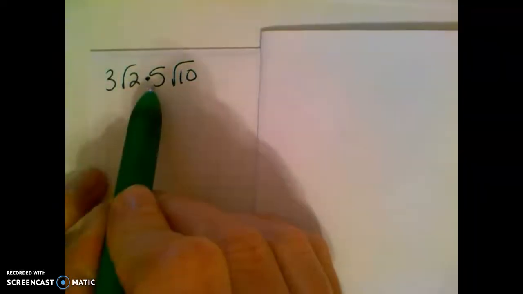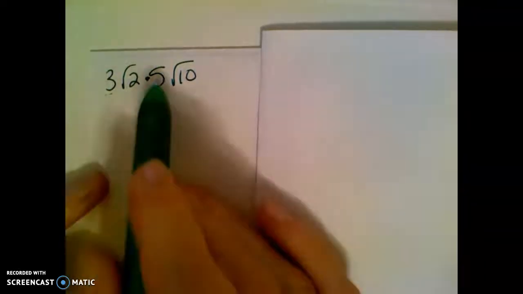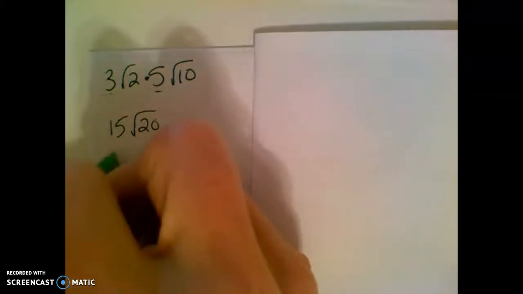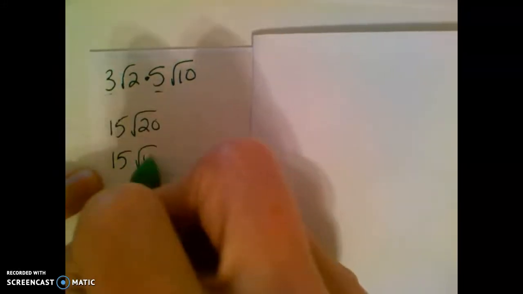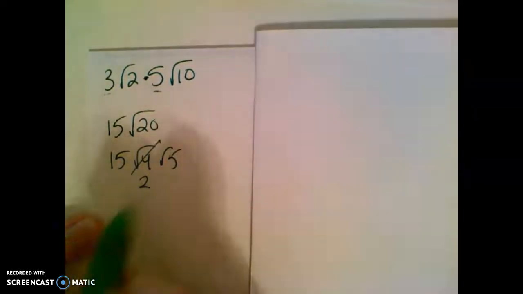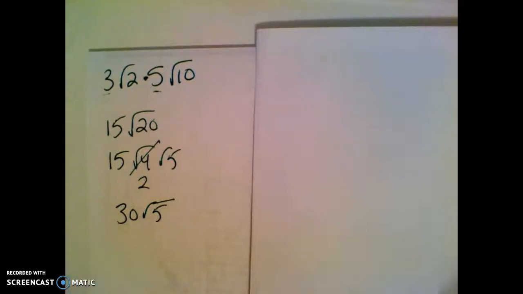But anyway, outside, outside, inside, inside, literally just multiply the outside numbers together. 3 times 5 is 15. Inside numbers, 2 times 10 is root 20. And then once you've done that, always try to reduce further if possible. Root 20 is root 4 times root 5. Root 4 is 2, which is now an outside number, so 15 times 2 is 30. Root 5, that's kind of illegible there.